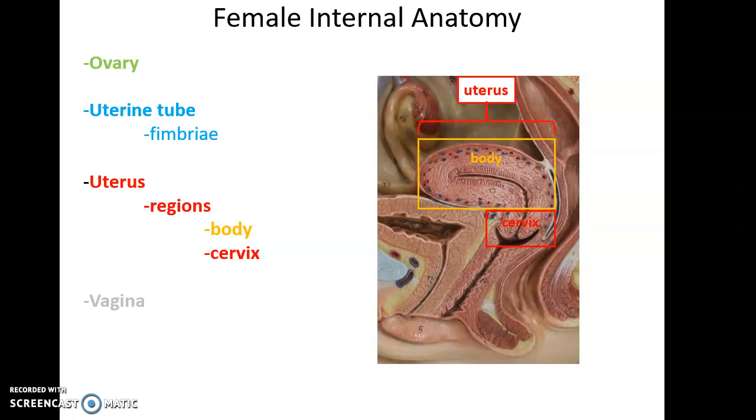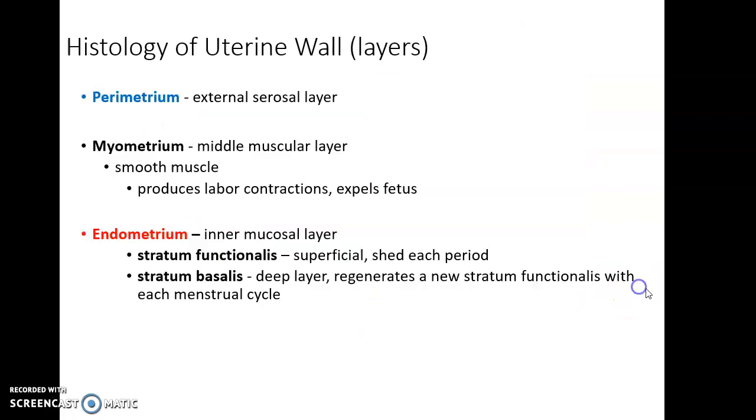The uterus has two main regions. You have the very large body, the largest portion of the uterus, and then a smaller portion called the cervix. The cervix actually pushes slightly into the vaginal space. There are 3 layers to the wall of the uterus. The external layer is the perimetrium. The middle thickest layer is the myometrium. It's made of smooth muscle tissue, important for childbirth, expelling the fetus.